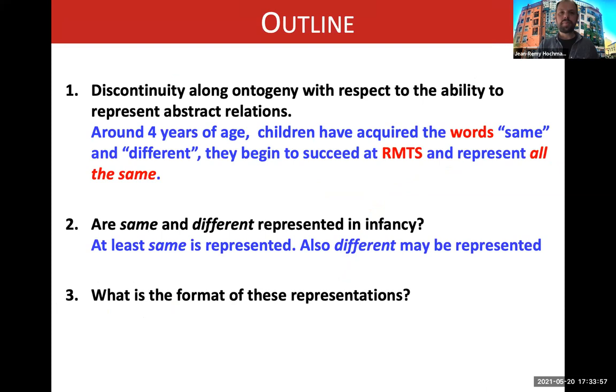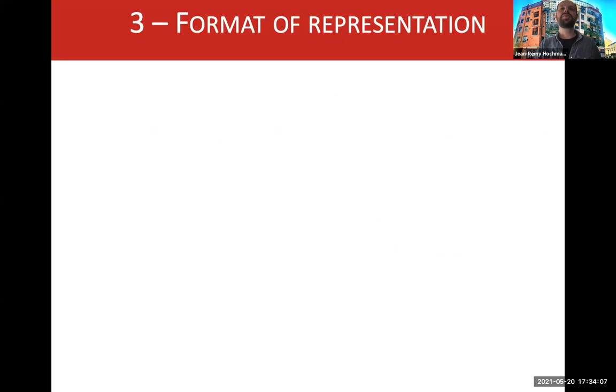Okay, so now let me get to the last part of the talk, which is the one I'm most willing to discuss today. That is the format of this representation.